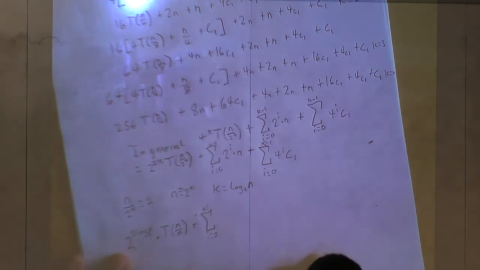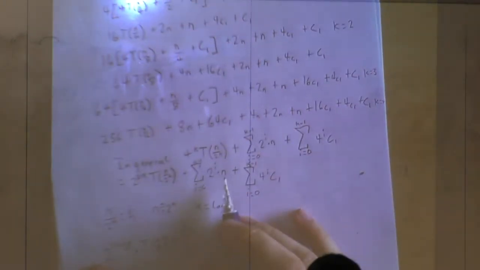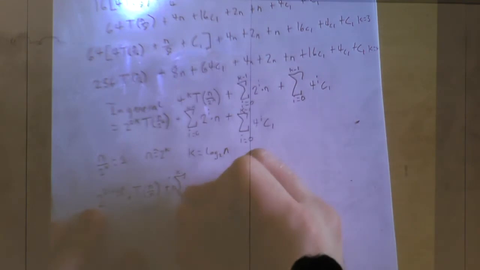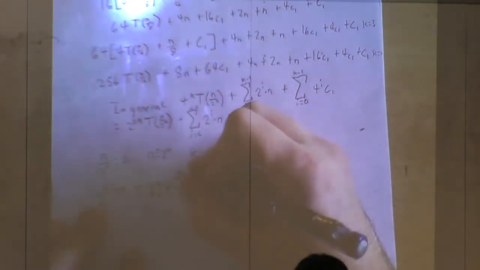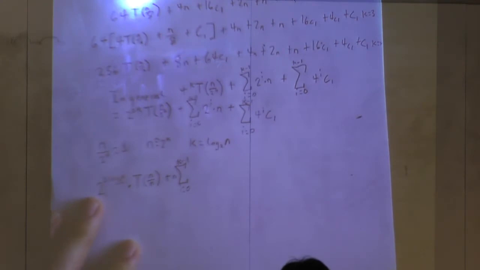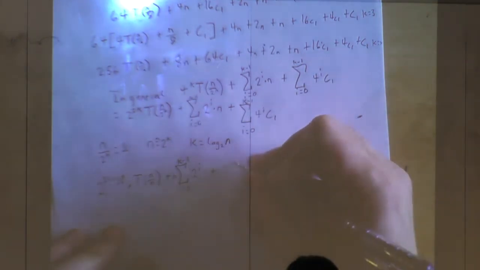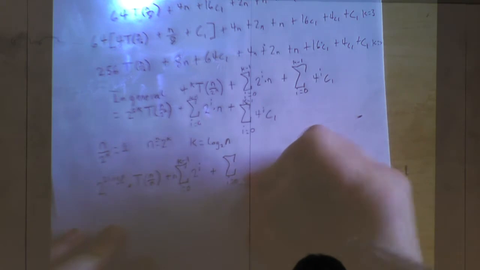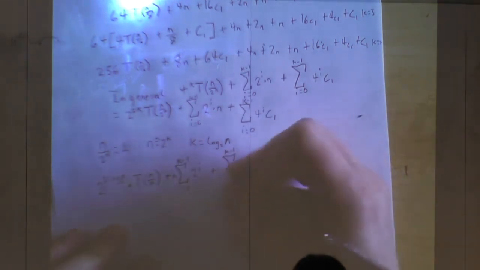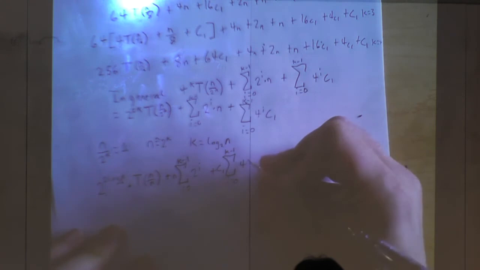And we can pull the n outside of the summation. If we pull the n out here, because n is going to be constant in terms of the summation, the only thing that's changing is i. So we can pull the n out, and the summation should be k minus 1, not ki. And then from here we're going to have 2 to the i, and then plus the summation from i equals 0 to k minus 1. We can pull the c1 out, and we'll get 4 to the i.